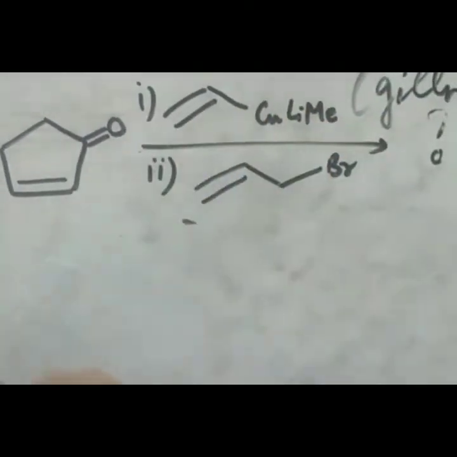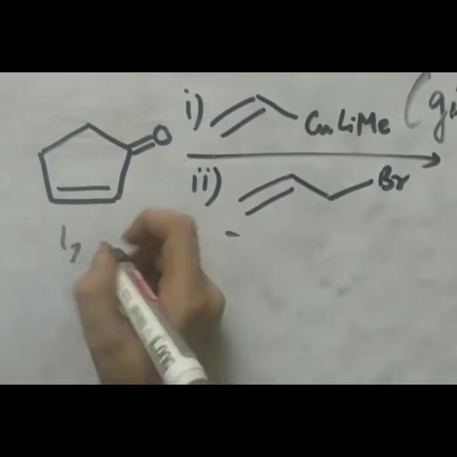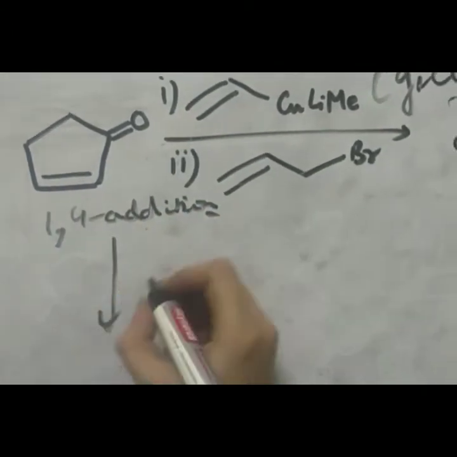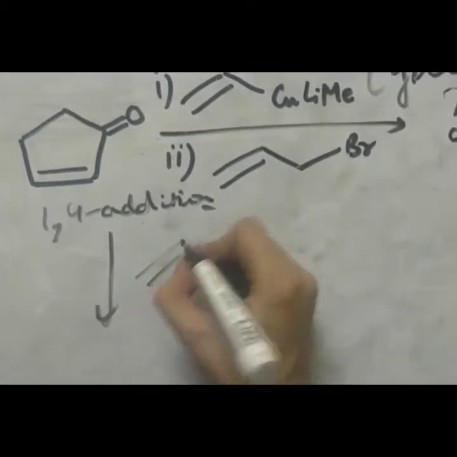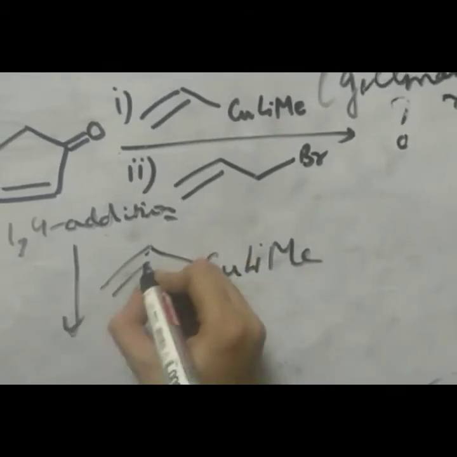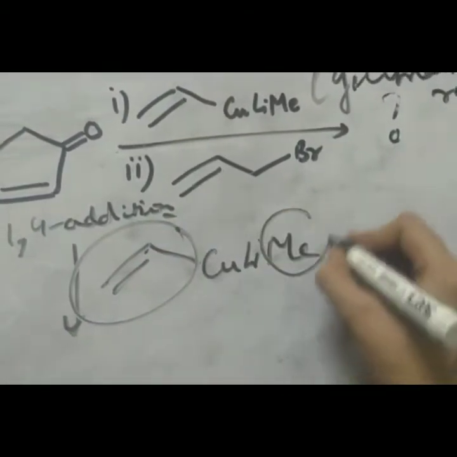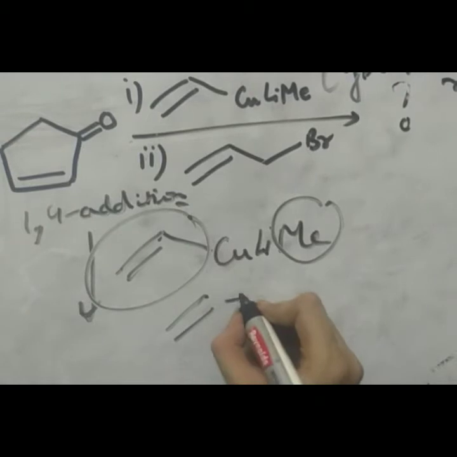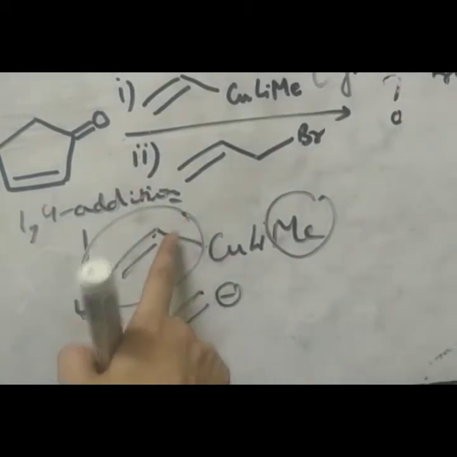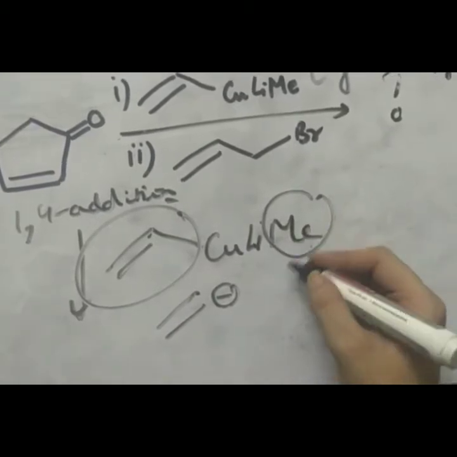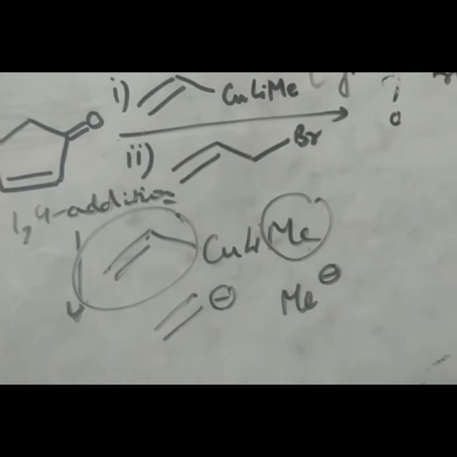So see, since we have this Gilman reagent, we know that 1,4 addition, Michael addition, will take place. So we have this CuLiMe. Now the question arises which R, either this or this R, will act as nucleophile. If this acts as nucleophile, this bond breaks and negative charge gets here, and if Me has to behave as a nucleophile, it has to be this Me minus.